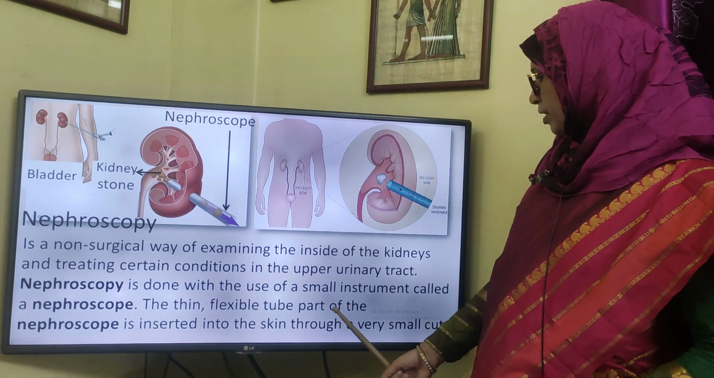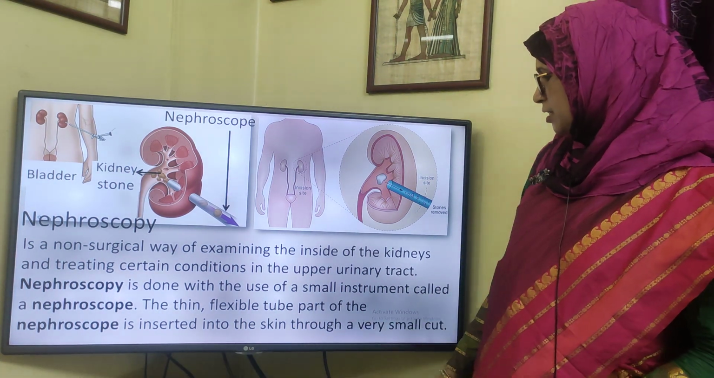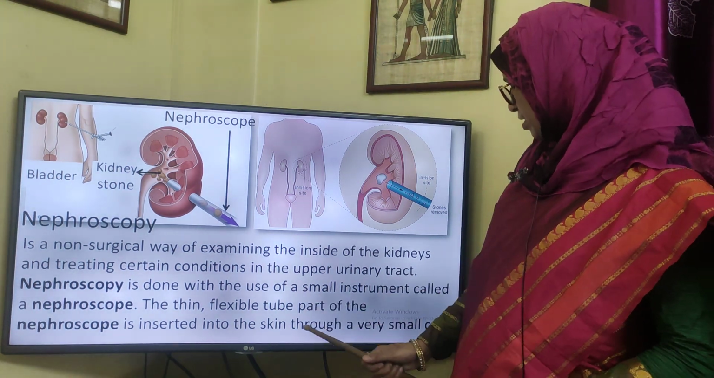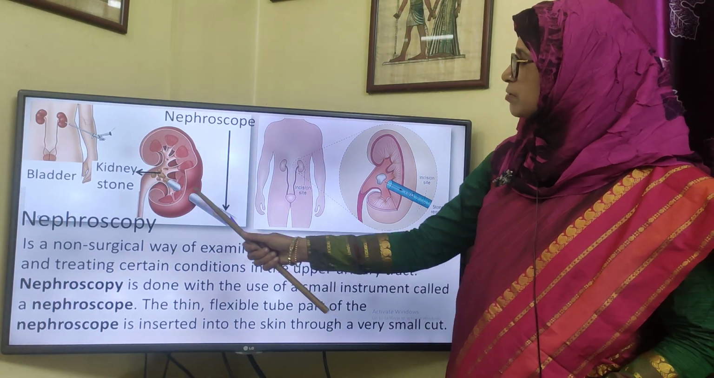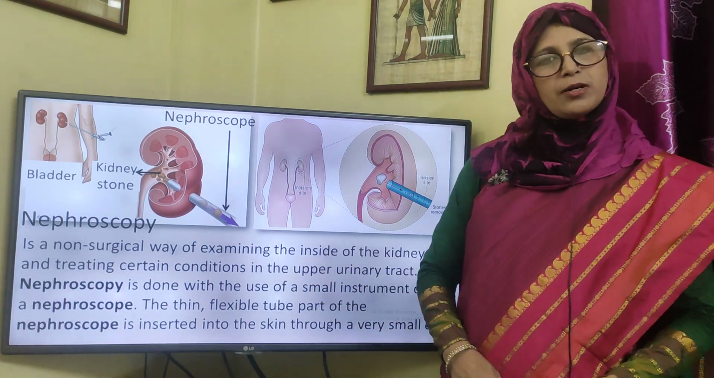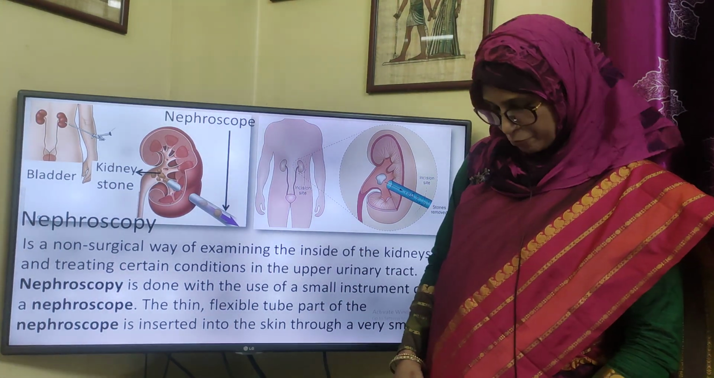The thin flexible tube part of the nephroscope is inserted into the skin through a very small cut, and the stones are found and removed from our body. This process is known as nephroscopy.